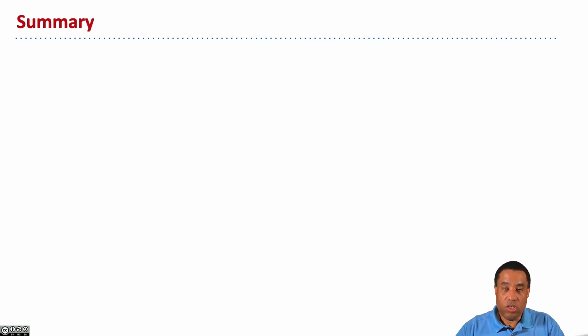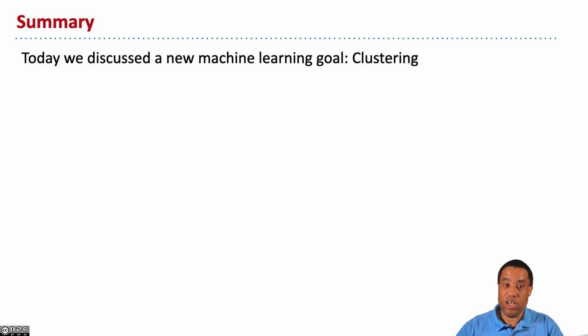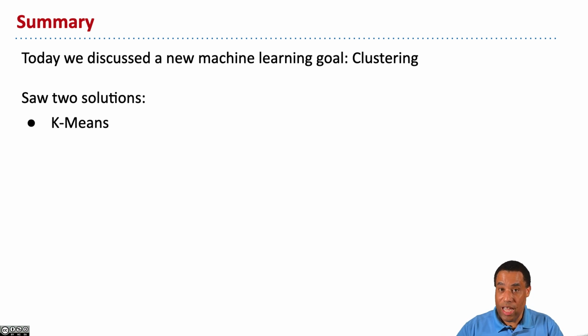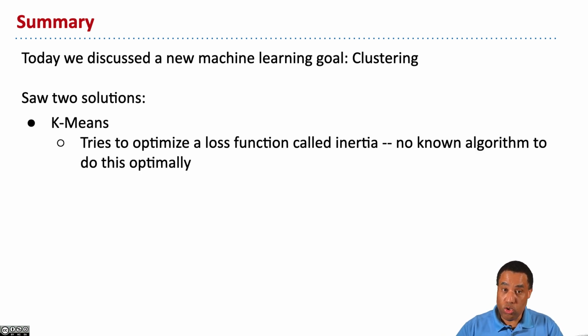Okay, so in this lecture, we discussed a new machine learning goal, clustering. And we looked at 2 different solutions. We looked at k-means, which tries to optimize the loss function called inertia. There's no known algorithm to do this optimally, and so we do approximations that may give us local minima for inertia, not global minima for inertia.